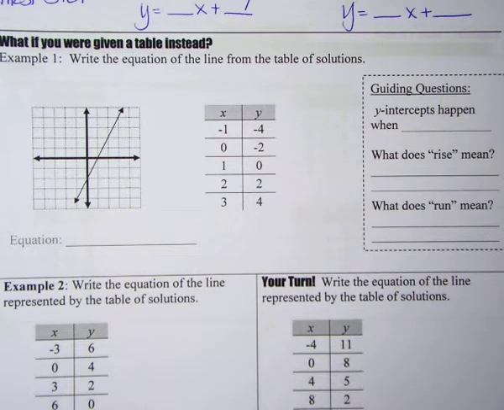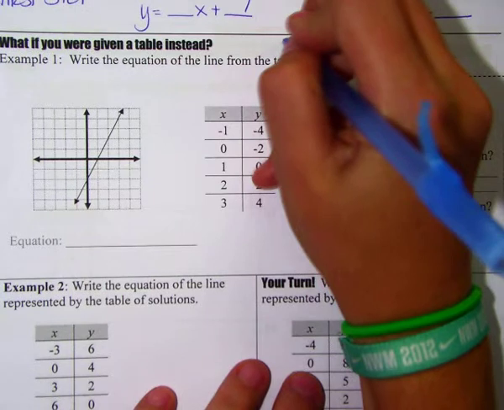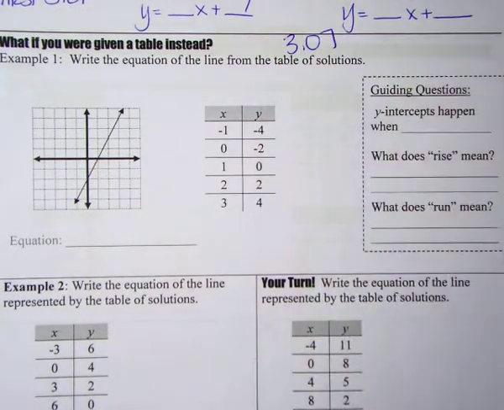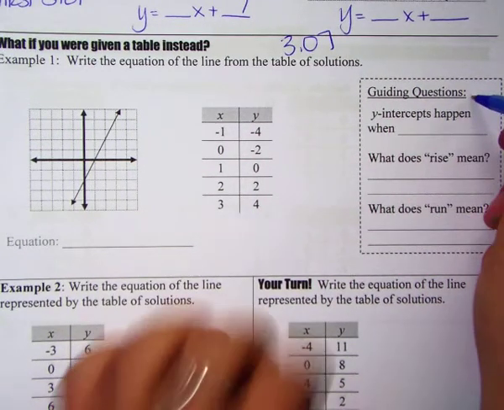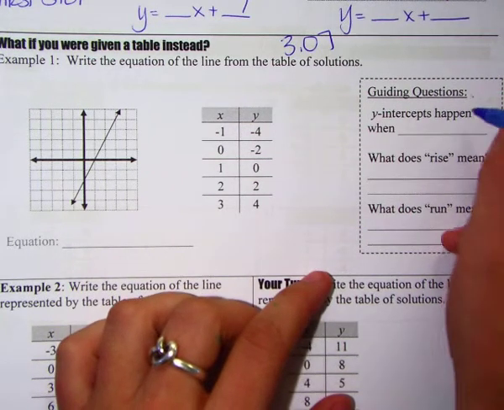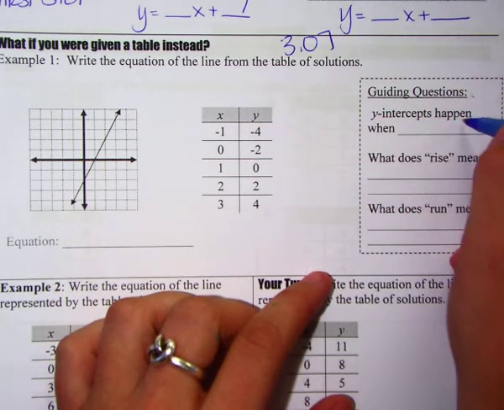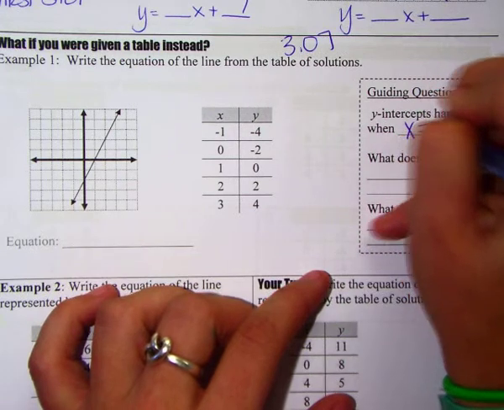All right, this is lesson 3.7, which is really hard, just so everyone knows. We need to find the equation of a line given a table. Here are some guiding questions that I use to help us. First of all, y-intercepts happen when x equals 0.